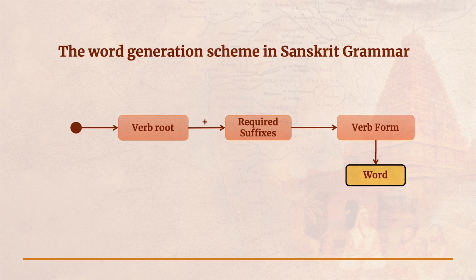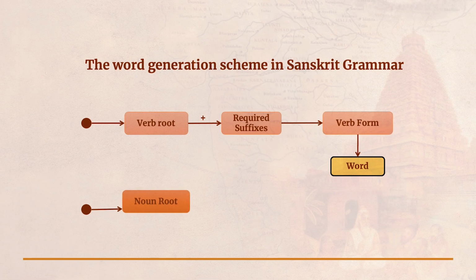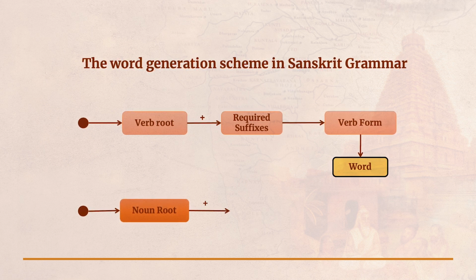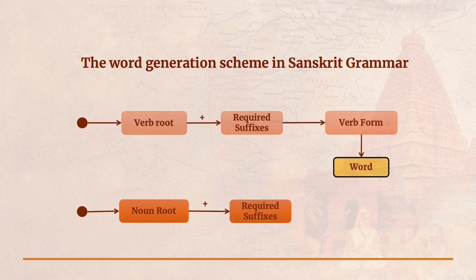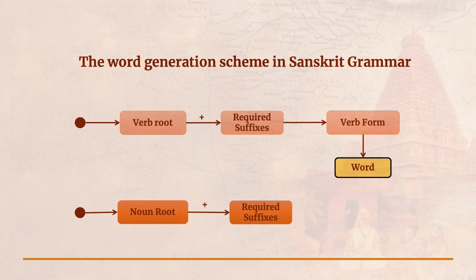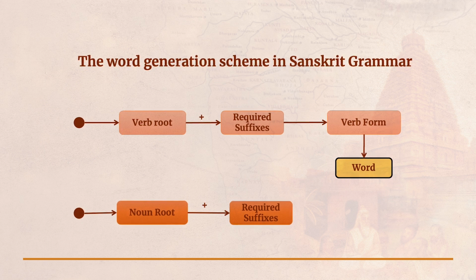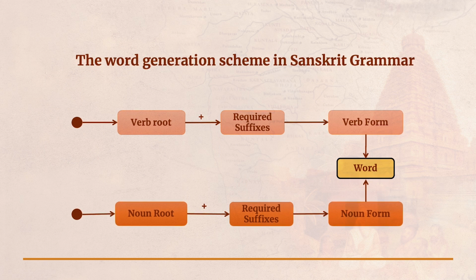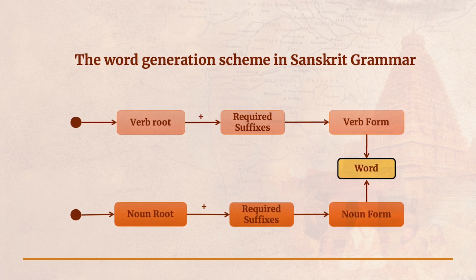Then the second possibility is you start from a noun root, just like a verb root, add some suffixes. Some suffixes can give you masculine, some suffixes can give you feminine also. So it all depends on what you add. All those suffixes are available. So you add some suffix and get a noun form. So this is the basic mechanism, but one can do a few more things.